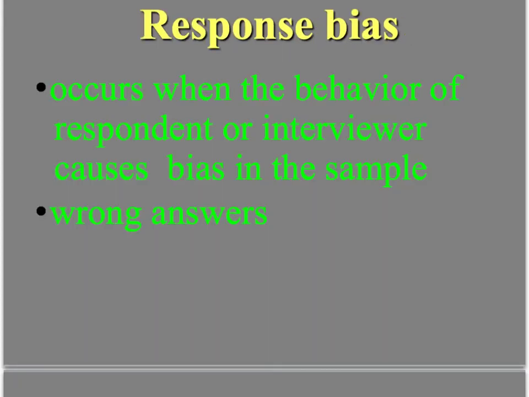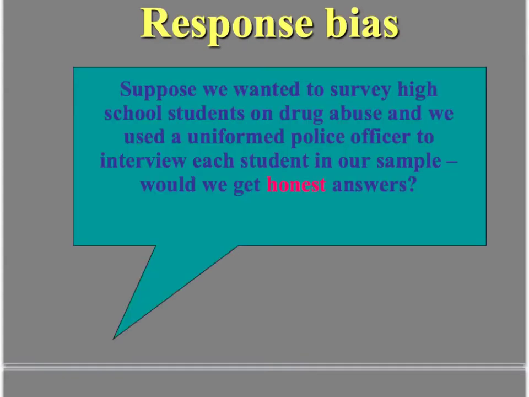Our next source is response bias. That occurs when the behavior of the respondent or the interviewer causes bias in the sample. And as a result, you get wrong answers. So, for example, suppose we want to do a survey of high school students on drug abuse or alcohol abuse, and we use a police officer in uniform to interview each student. Do you really think we're going to get honest answers from people when we're talking about something that's illegal to a police officer? And the answer is, of course, no, you're not.